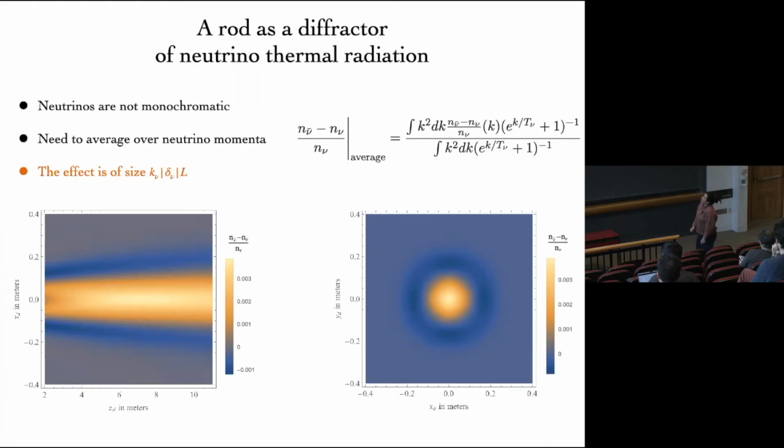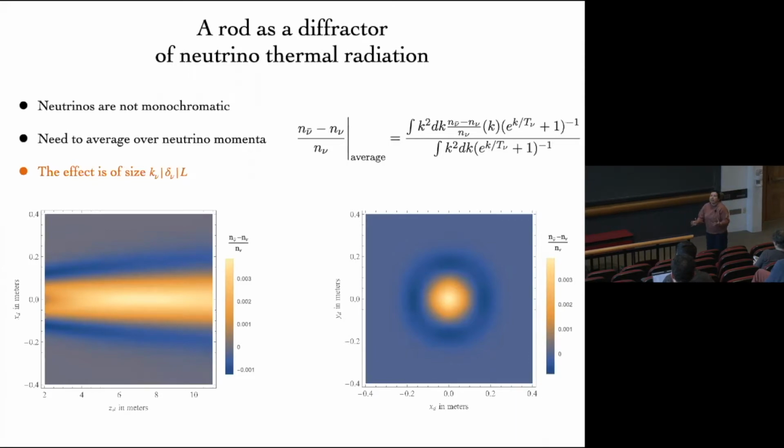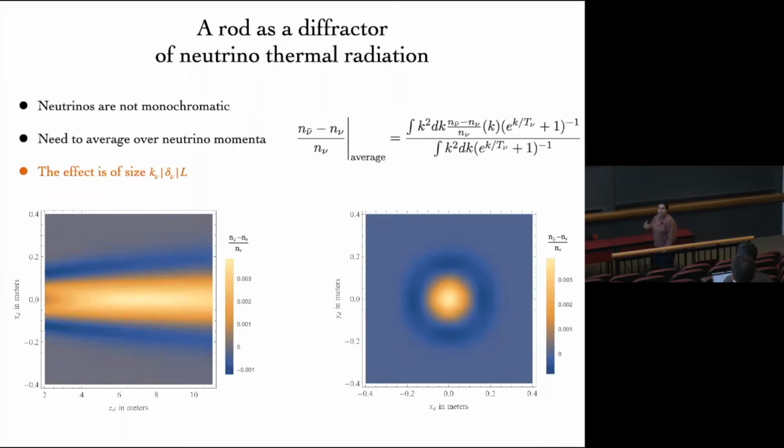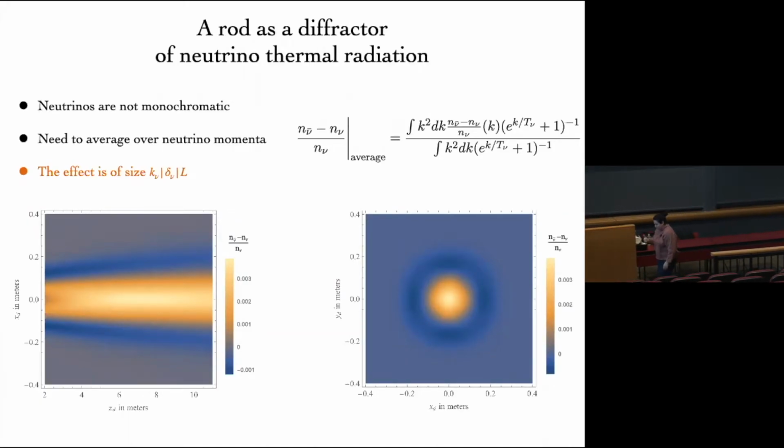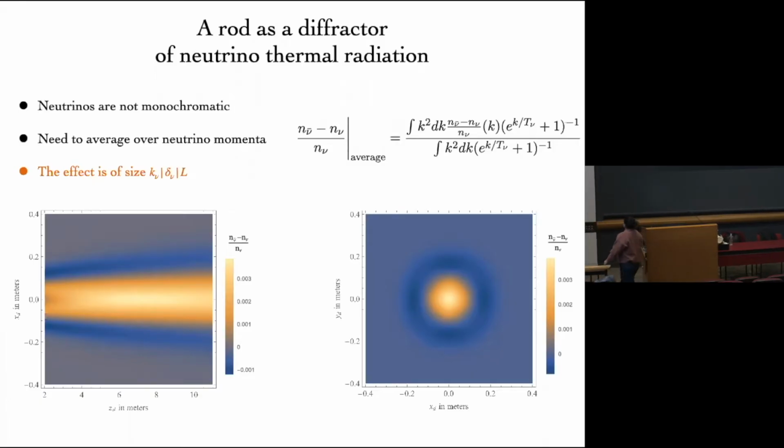And what happens now is that the nice wavy effects from before all disappear. So the asymmetry far away from the stick goes to 0. But you're still left with a bright spot in the middle. So the fact that neutrinos are not monochromatic does not erase the effect. Part 1, very important. It does suppress the size of the overall asymmetry by a bit, but it doesn't change qualitatively what the signal looks like.